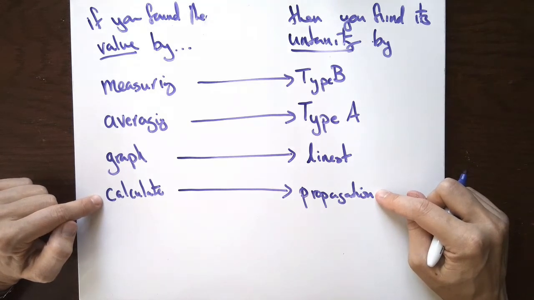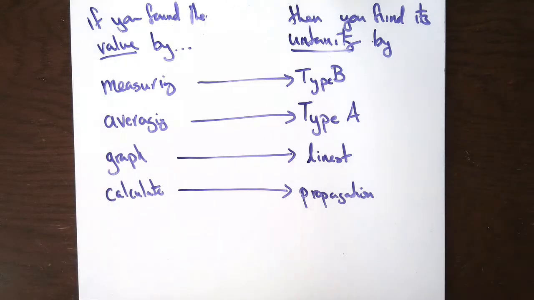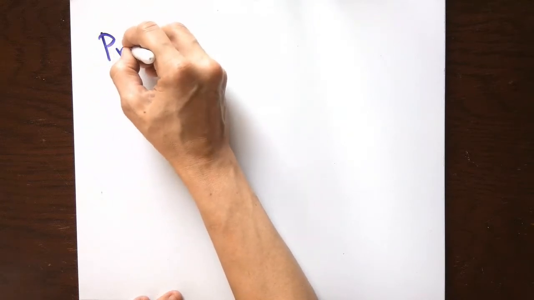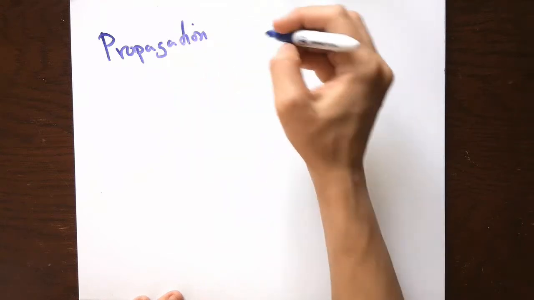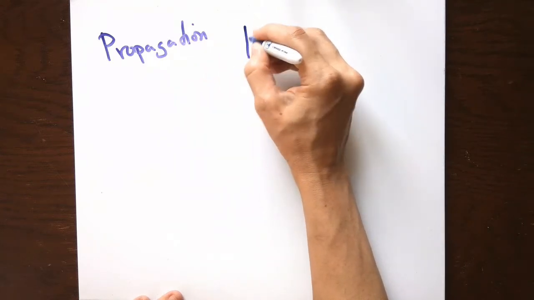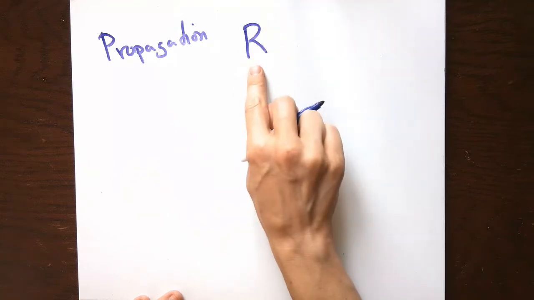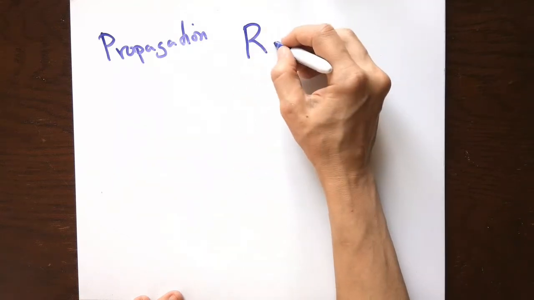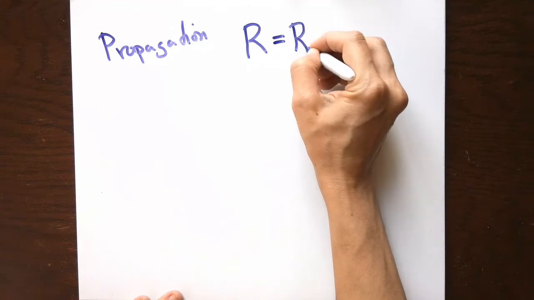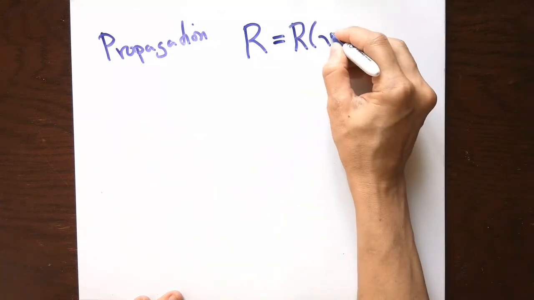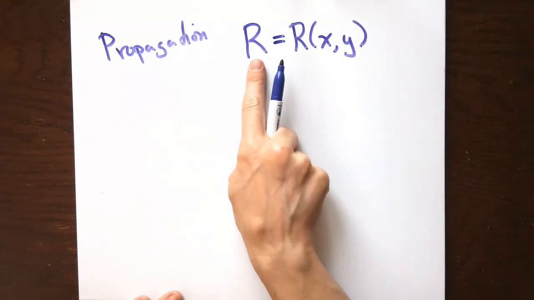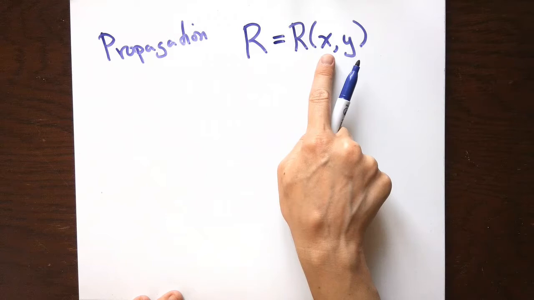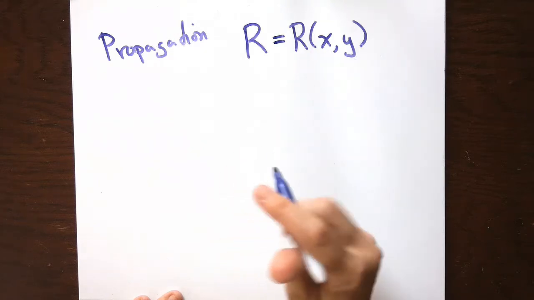So let's take a closer look at what propagation looks like. Let's talk a little bit more about propagation. The general formula is, if you've got an equation that you're using to calculate what you're interested in, that'll be R. And that equation that you're using to calculate R depends on maybe some value X and some value Y. So this just means that R is a function, and you plug in X and you plug in Y to get whatever the value of R should be.